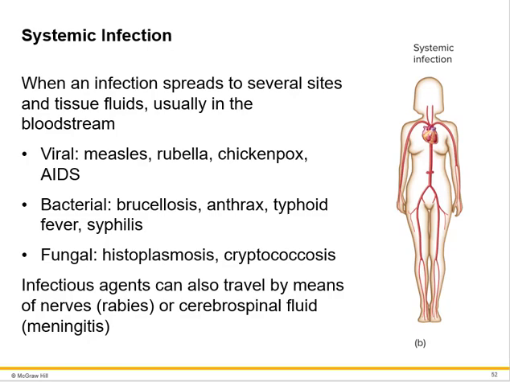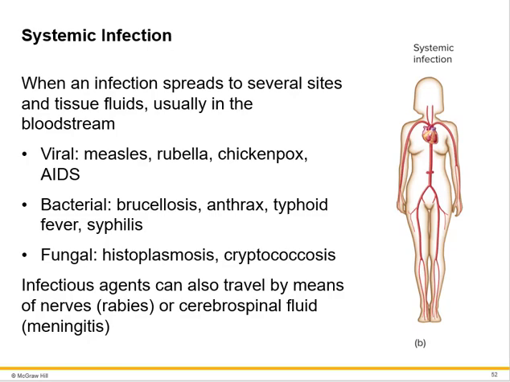Systemic infections go all over the body, and you have several different systems involved. That's why it's called systemic. It could be just one system, but it's all throughout the body, through the bloodstream, and it typically affects more than one system. So several sites and several tissue fluids, and it's usually in the bloodstream. Examples include viral infections like measles, rubella, chickenpox, and AIDS; bacterial infections like brucellosis, anthrax, typhoid fever, and syphilis; and fungal infections like histoplasmosis, coccidioidomycosis, or cryptococcosis.